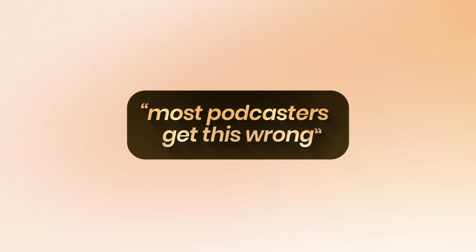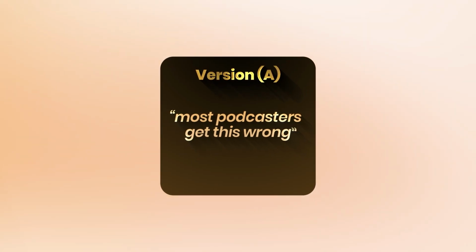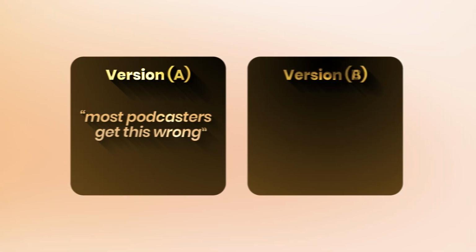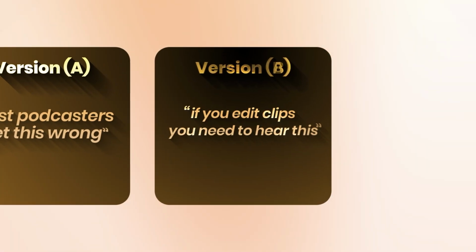So I might want to test out something that says, "Most podcasters get this wrong," as version A of the hook. And then I might want to test out version B of a different text box hook, as in, "If you edit clips, you need to hear this." Both of those are obviously within the same podcast niche, but it's going to possibly go more viral by you just implementing one trial reel on one hook and then one trial reel on another hook. And this is utilizing words to do a little bit better at stopping people on their scroll.